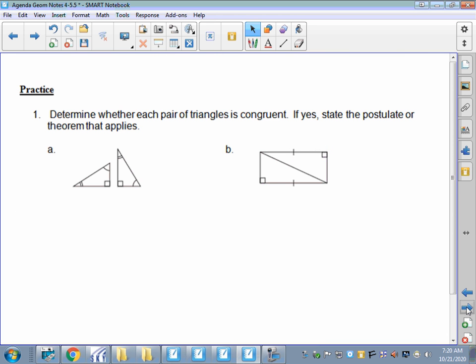So let's do a couple quick examples here. Determine whether each pair of triangles is congruent. If yes, state the postulate or theorem that applies. Please notice that I've got right triangles on both A and B. Don't forget in B that reflexive property, anything equals itself. So in other words, that slanted hypotenuse from the top triangle is the same as the slanted hypotenuse from the bottom triangle.